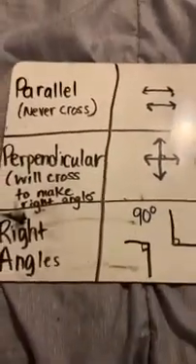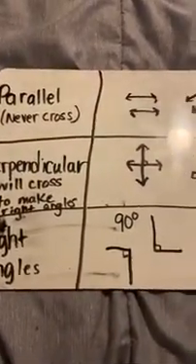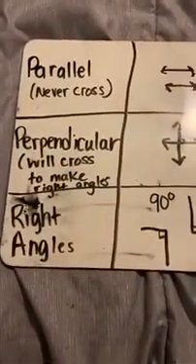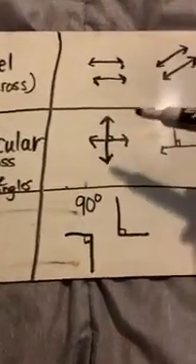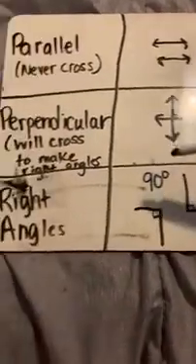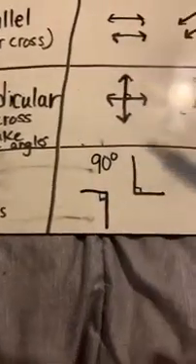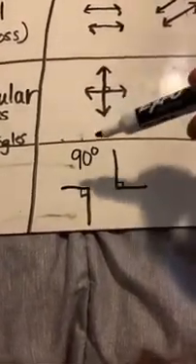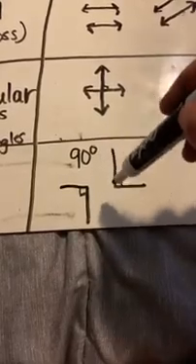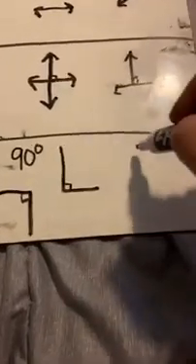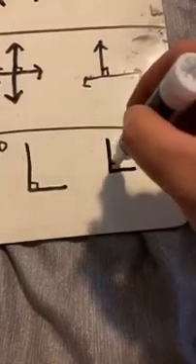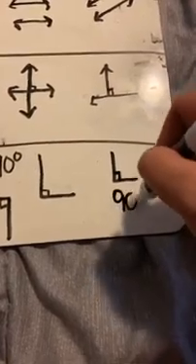So let's review. Parallel lines never cross. They look like this. Perpendicular will cross to make a right angle. There's that right angle. And we learned today that right angles equal how many degrees? 90 degrees. They stand up nice and tall, nice and straight. So you come down and over. And how many degrees does a right angle have to be? You got it. 90 degrees.